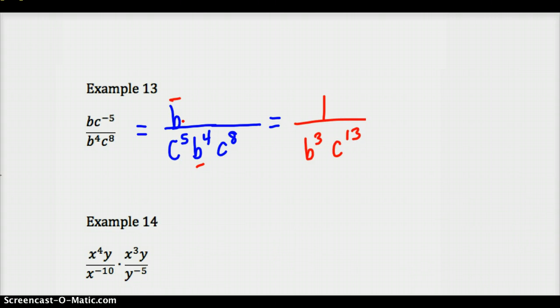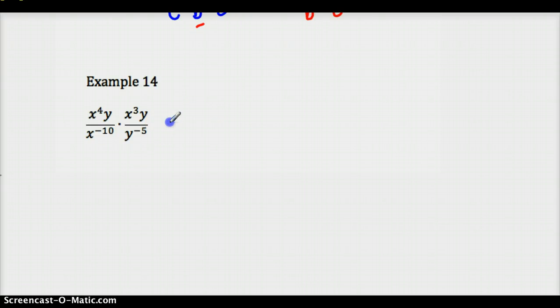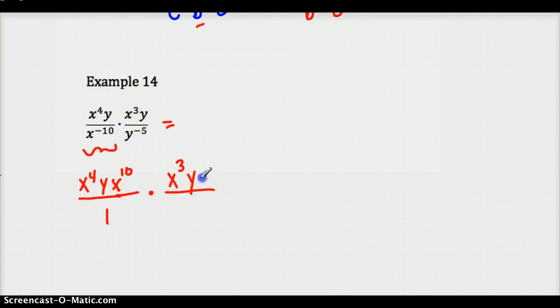Okay, the next problem, there's a couple of ways to do this. You can clean up each fraction, so let's clean up this fraction. Right here, I'm going to get rid of negative exponents. X to the 4th is going to stay, and so will y because they don't have negative exponents. X to the negative 10th would become x to the 10th on the top. Notice I don't have anything left on the bottom, but that's okay. I can just put 1. X to the 3rd is going to stay, and y will stay, and y to the negative 5th will move to the top and become positive.